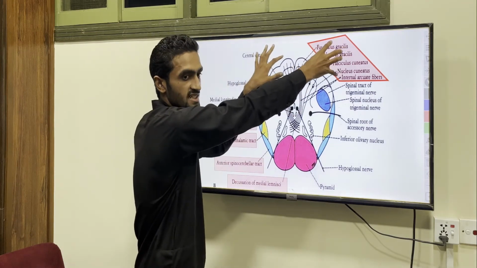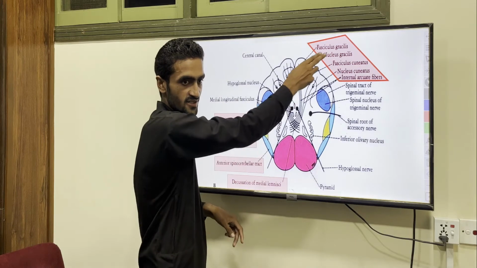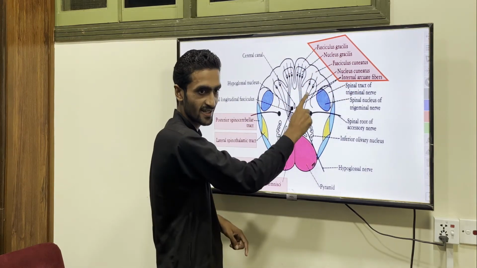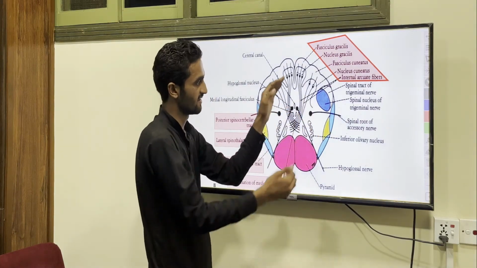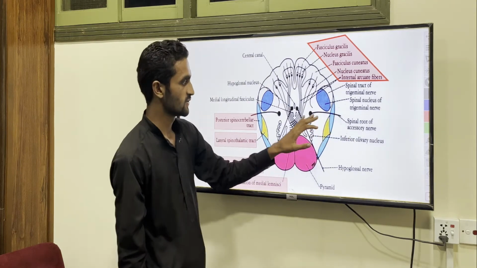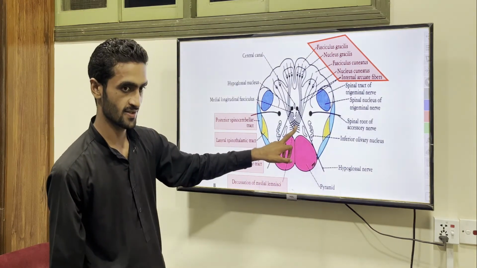So you can see these gracile fibers coming here: the fasciculus gracilis into the nucleus gracilis, and they form what? The internal arcuate fibers. You can see here, and they are decussating at this level, from this side to that side. Can you define it? So this is your decussation of the medial lemniscus.